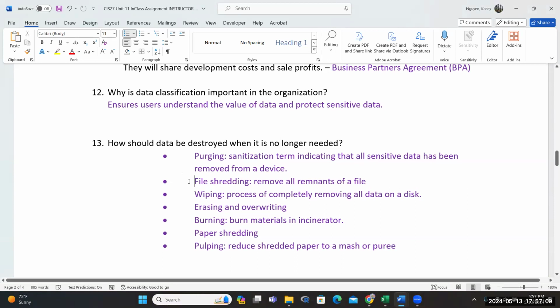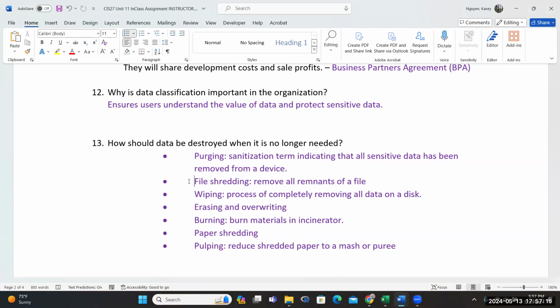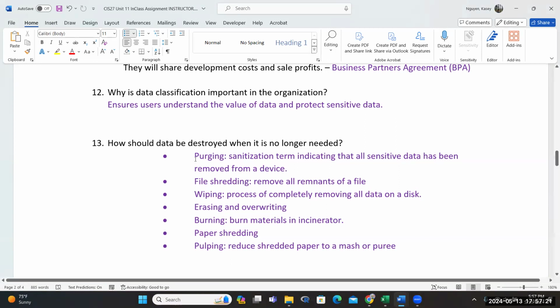So when you put it into your trash bin or delete it, right click and delete or press the delete button, it doesn't necessarily go away. You know that, right? So we have to purge. And then we can also do wiping where it would be removing the data from the disk.